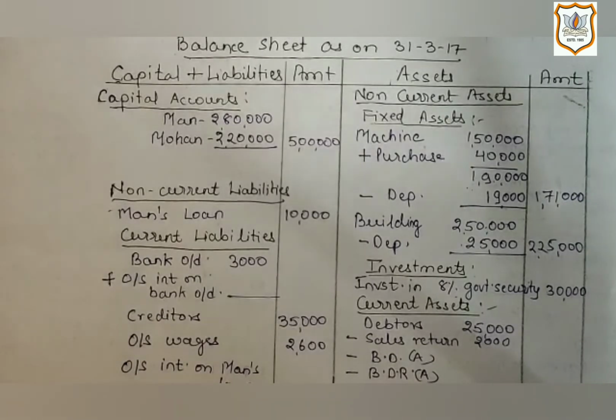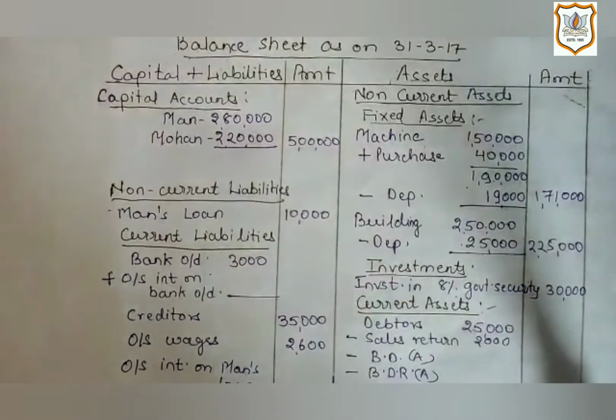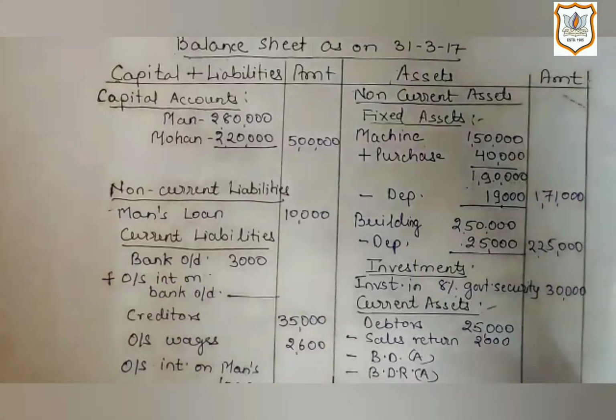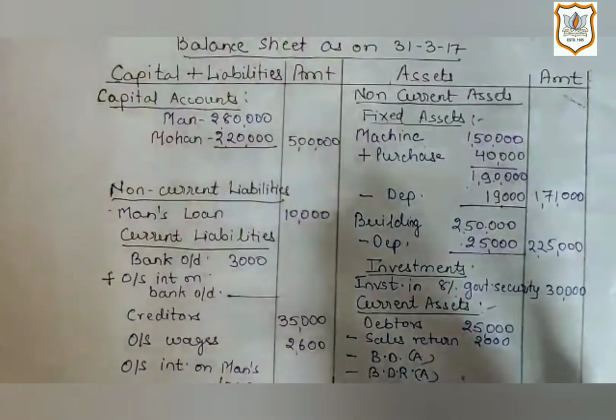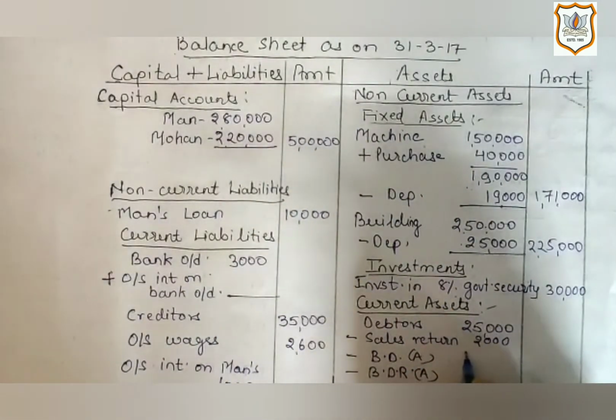So here what will be the amount of bad debts? Actually here it is given that 10,000 of debtors became insolvent and 50% of amount will be received as per the instruction of his receiver. That means 50% of 10,000 is 5,000. 5,000 is not going to be received.